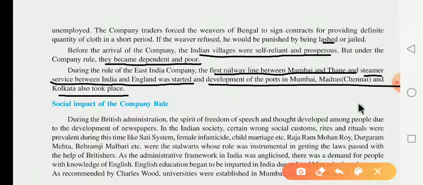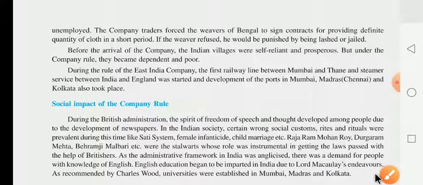Now what happened there? This kind of thing was started: the first railway line was started between Mumbai and Thane, a steamer service between India and England was started, and the ports were also developed by the East India Company. And these ports were located in Mumbai, Madras and Calcutta.